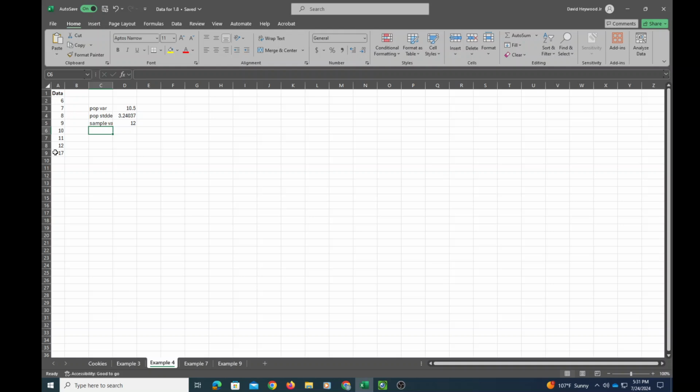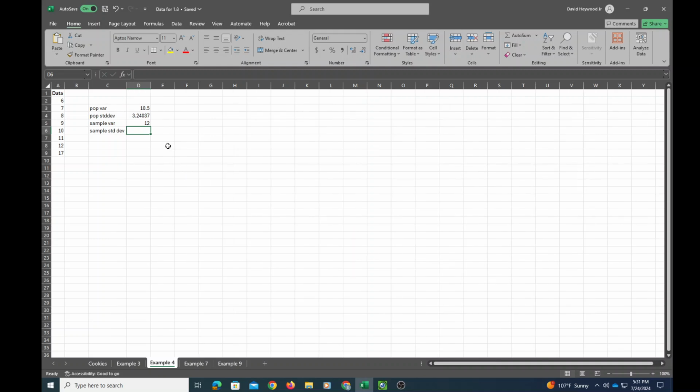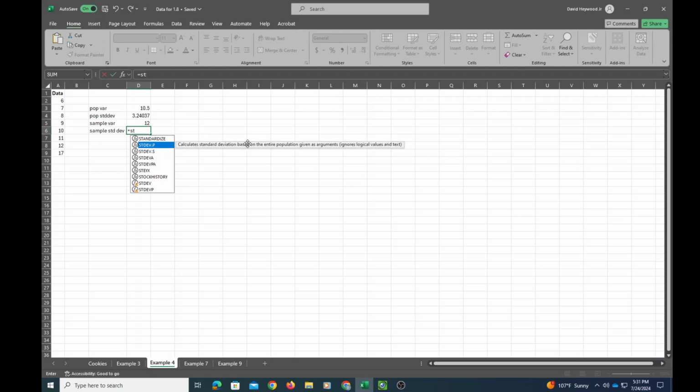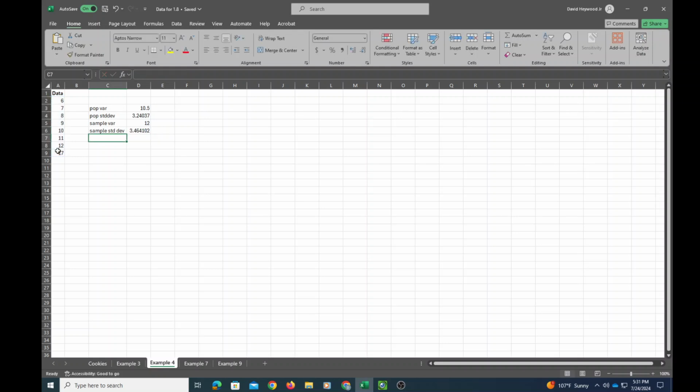Okay, so that comes out to 12 exactly. And for the sample standard deviation, let me make this a little wider so we can see those. So for the sample standard deviation, it's going to be equals standard deviation.s of the data. Okay, so about 3.5-ish. So 12 and 3.5.